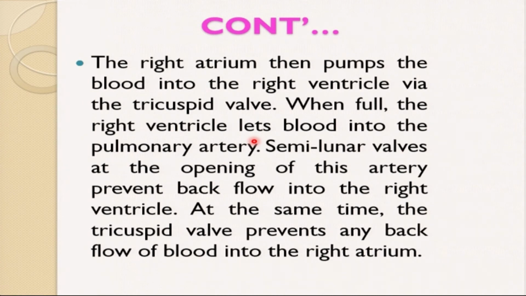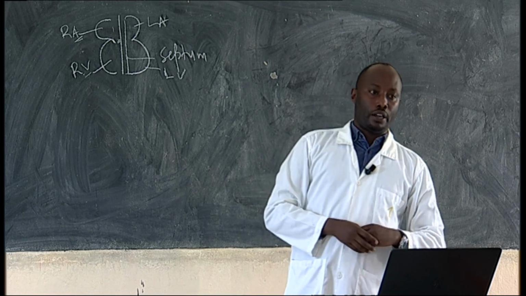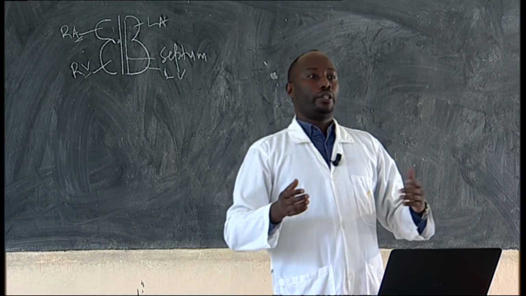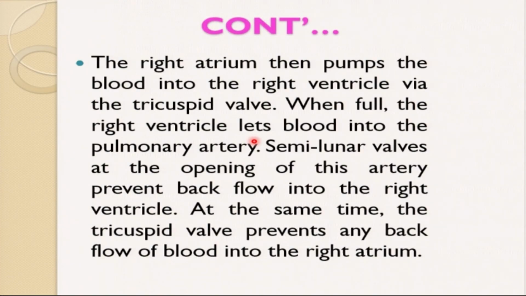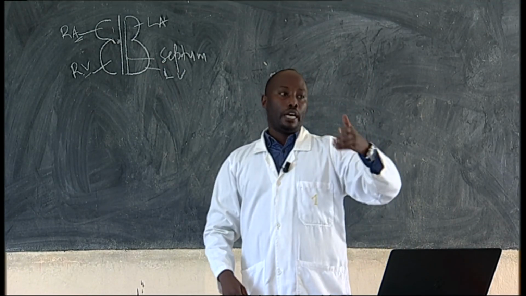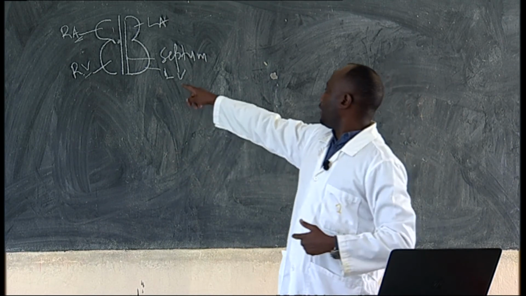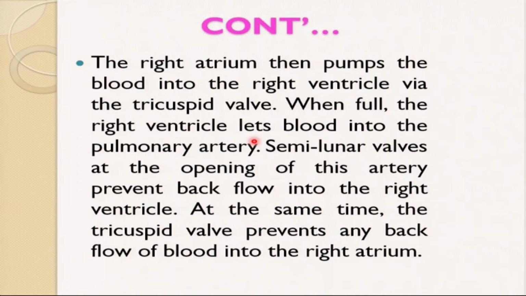The right atrium then pumps the blood into the right ventricle via the tricuspid valve. I said these valves that prevent the backflow of blood are called tricuspid valves. When full, the right ventricle lets the blood into the pulmonary artery. And then the semilunar valves are very important. The semilunar valves at the opening of this artery prevent the backflow into the right ventricle. At the same time, the tricuspid valve prevents any backflow into the right atrium.